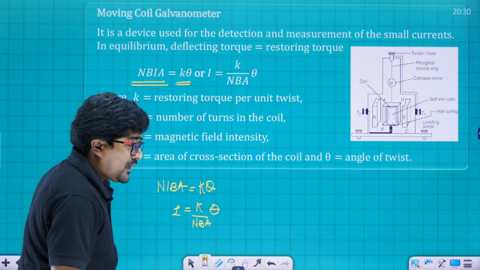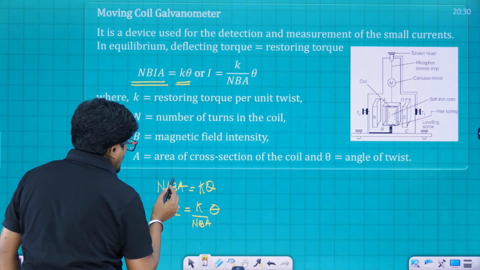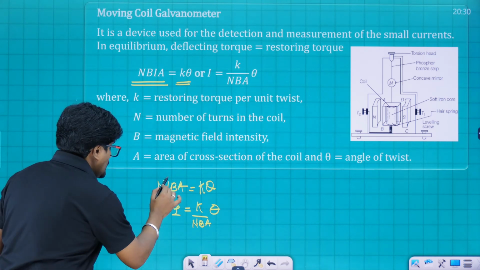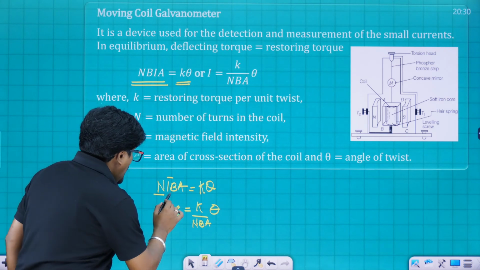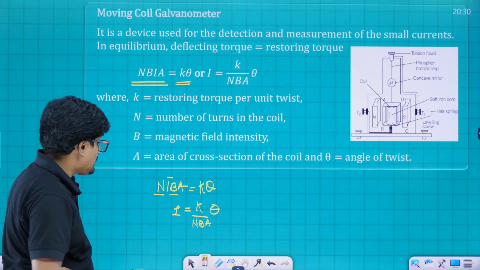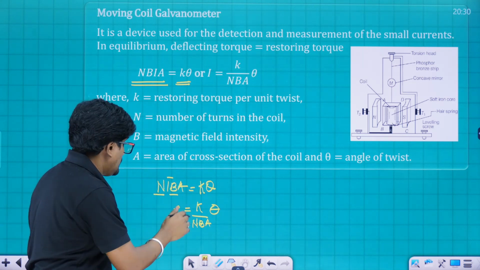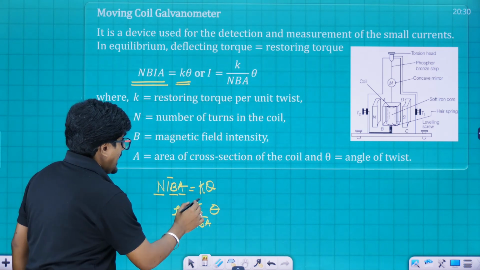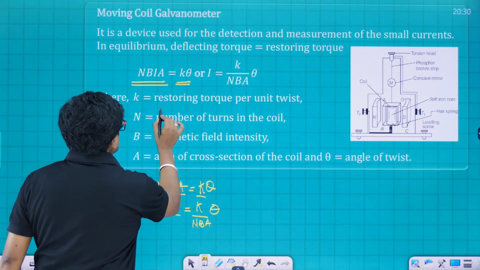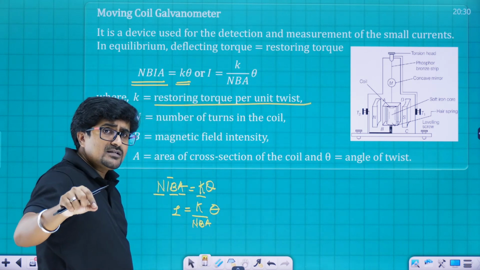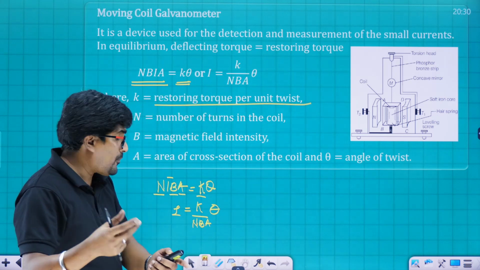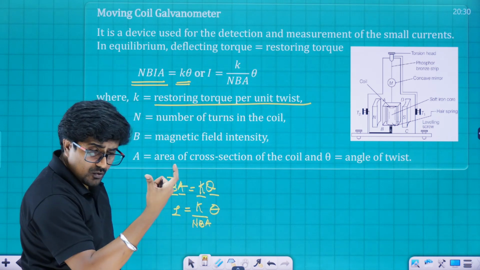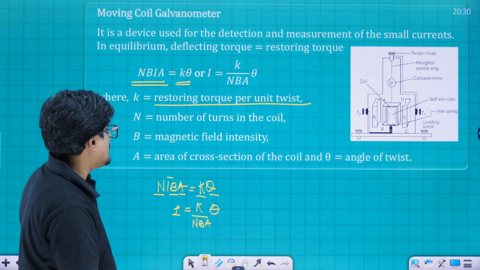Here I must tell you what all these terms stand for. Earlier I told you N stands for number of turns, I stands for the current flowing through, and B is the magnetic field strength of the radial magnetic field we maintain for this moving coil galvanometer. Capital A is the area of the coil, and K is the restoring torque per unit twist, a property related to the spring. Theta is the angle through which the coil got turned or the spring got twisted.